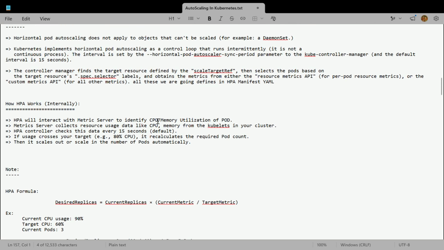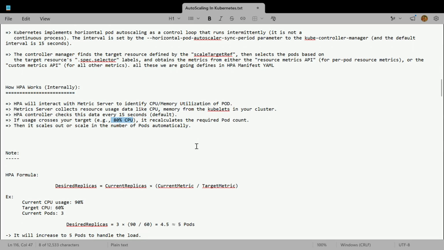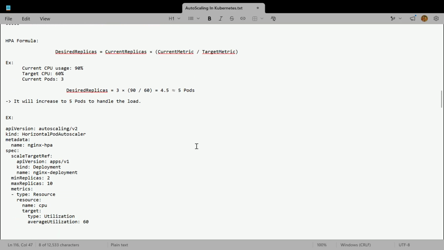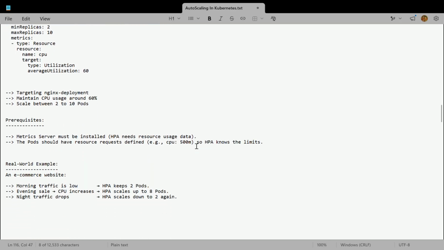So HPA depends on the metrics server. The metrics server collects all the information of CPU and memory utilization from the kubelet, and the HPA controller checks this data every 15 seconds. If the usage crosses whatever utilization threshold you have set, it will decide how many pods to scale up or scale down. That's about the HPA.